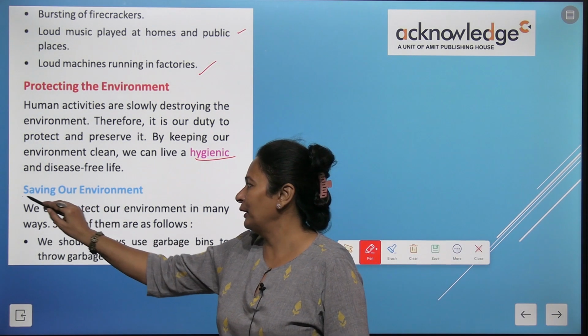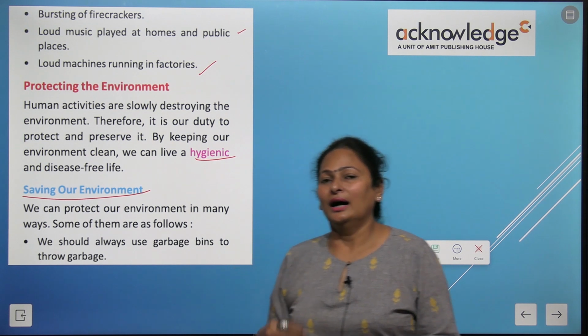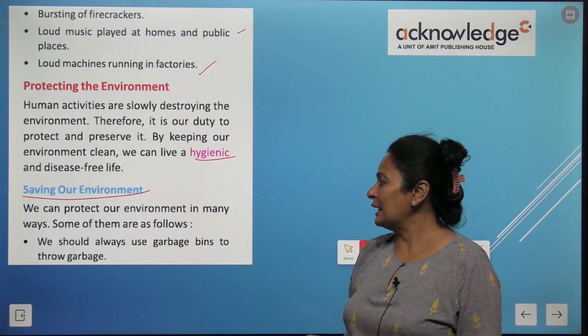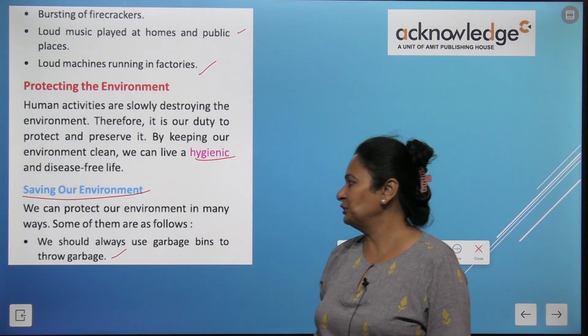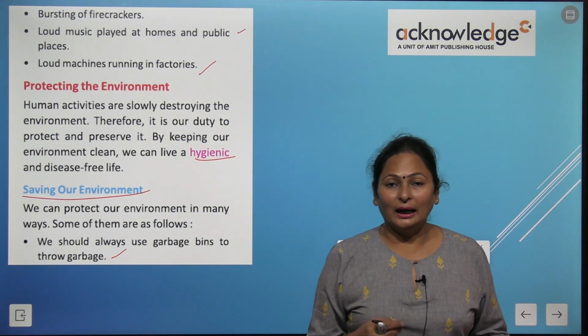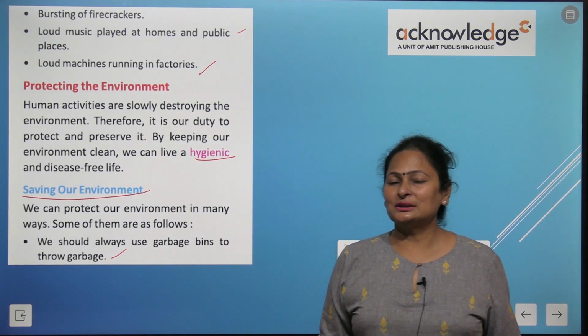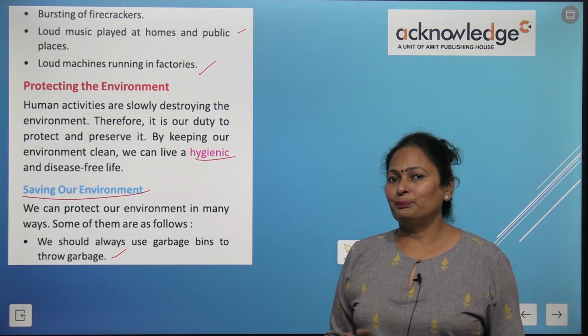Saving our environment. How can we save our environment? We can protect our environment in many ways. We should always use garbage bins to throw garbage, and don't forget to close the lid of the bins.